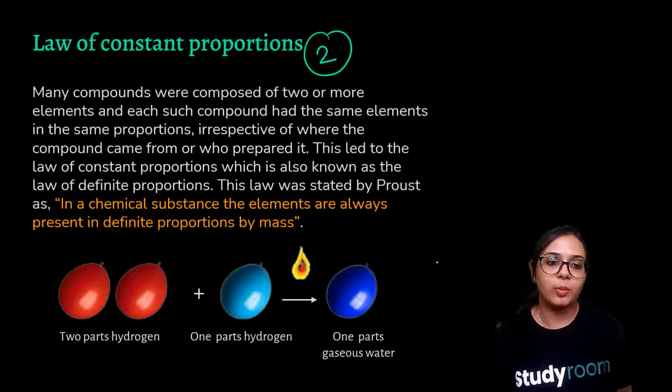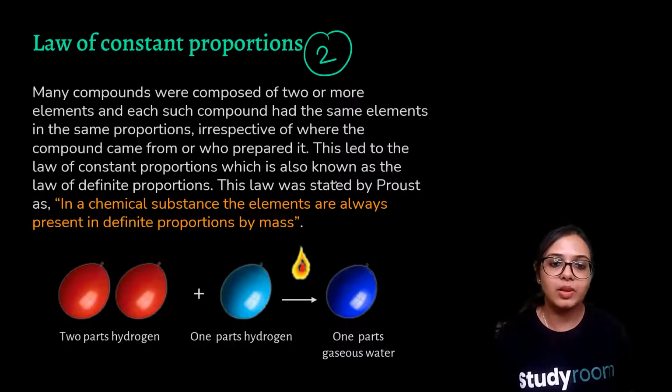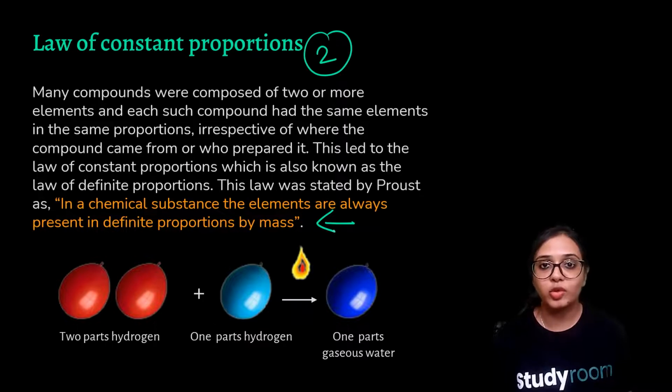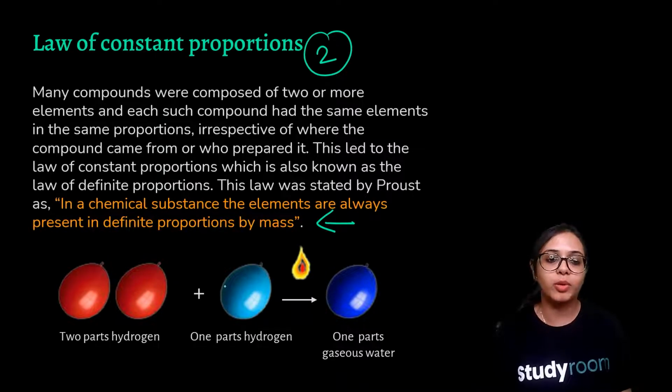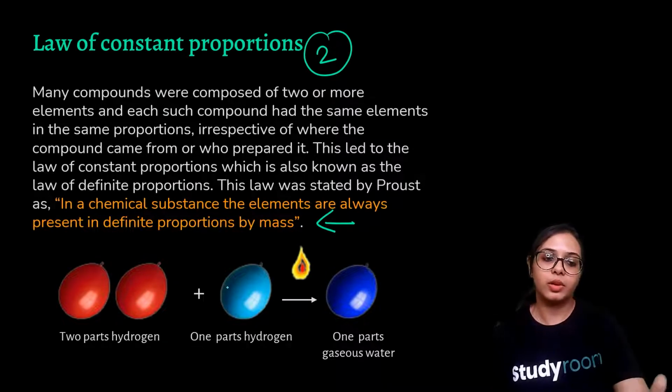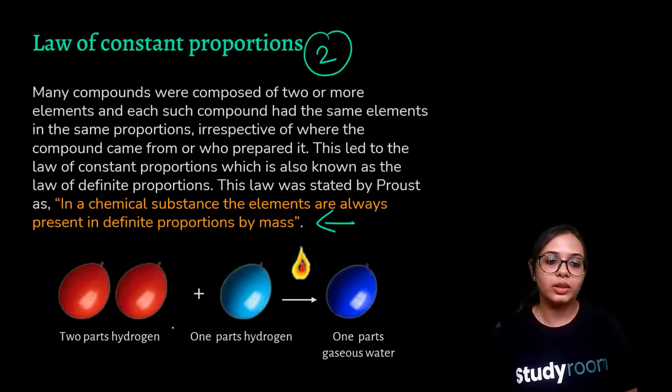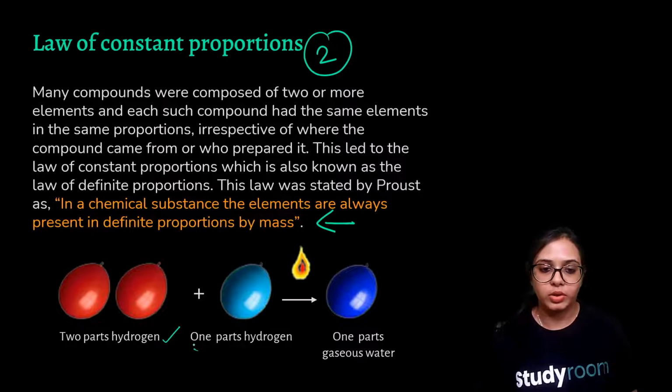This law was stated by Proust as: in a chemical substance, the elements are always present in definite proportions by mass. So this law postulates that, for example, in water, we know that there are two parts of hydrogen and one part of oxygen, right?